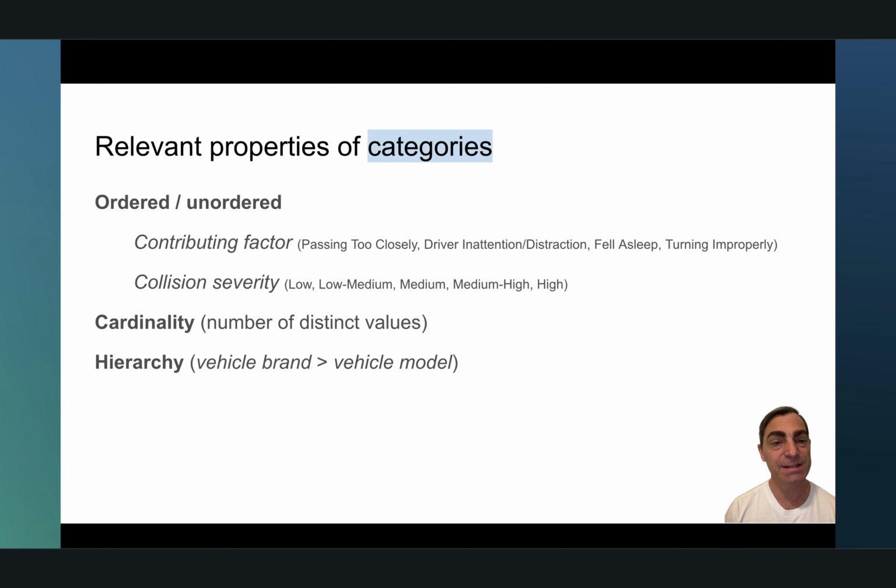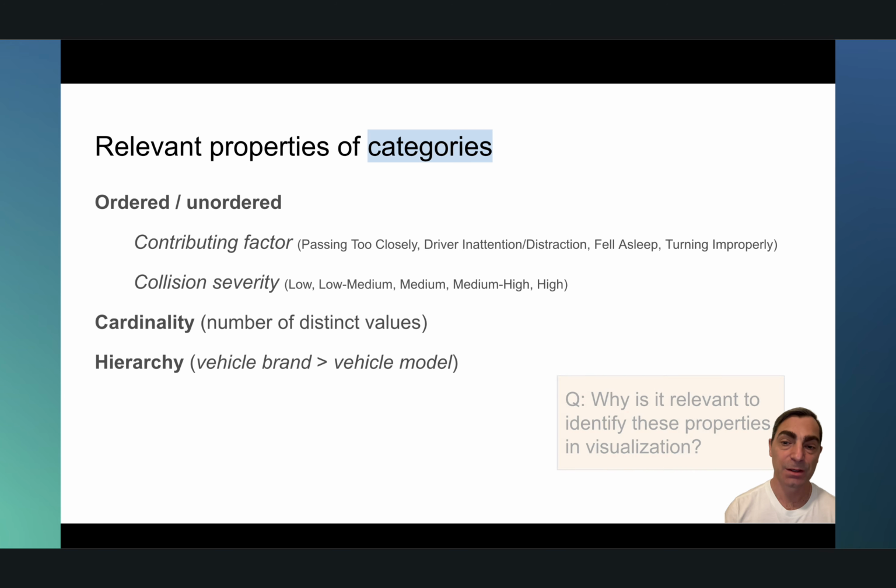The next one is hierarchy. What I mean by that is that categorical values can be organized in a hierarchy. For instance, if we look at the vehicles, we can have the vehicle brand, and within the brand we can have the different vehicle models, right? A hierarchy.